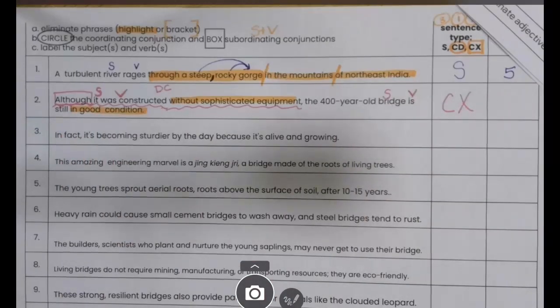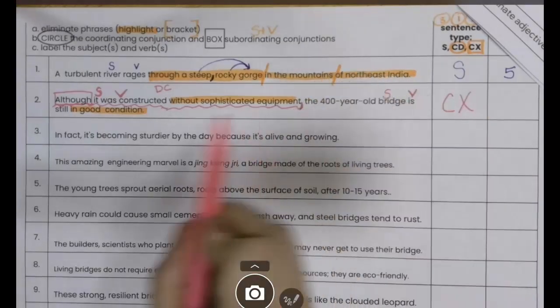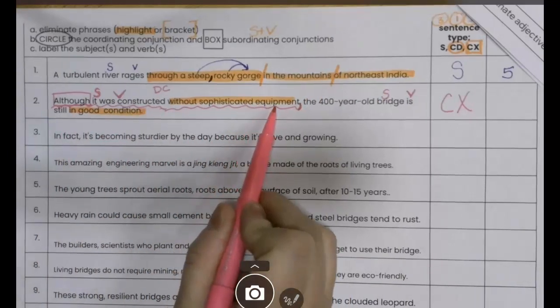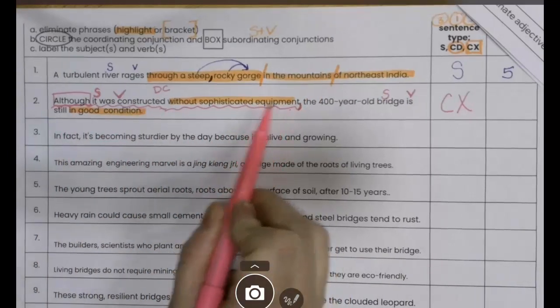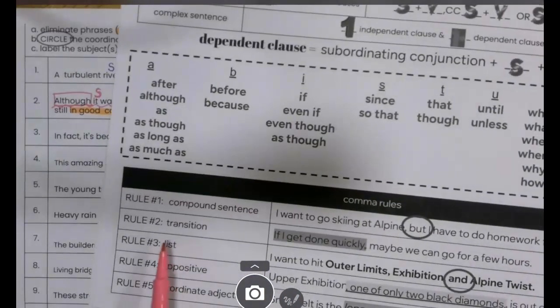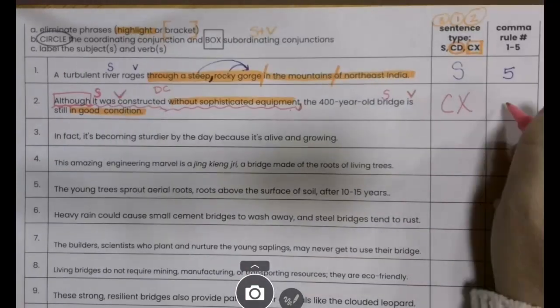Now I'm going to go look at my comma. I see it here. Go trace it. I see that it's at the end of this dependent clause. If it's at the end of the dependent clause and the dependent clause is at the beginning of the sentence, then I can tell that that would go with rule 2. It's a transition. So I'm going to put a 2 here.